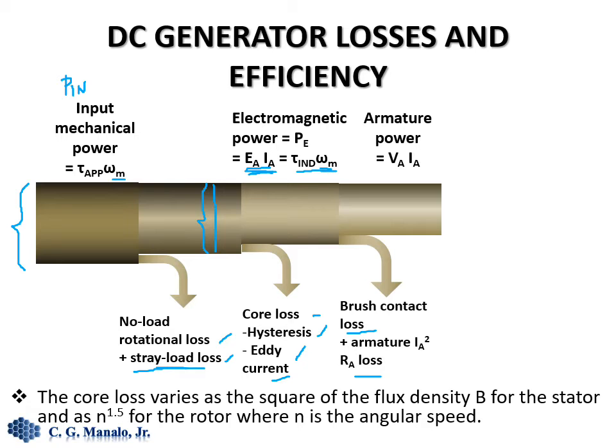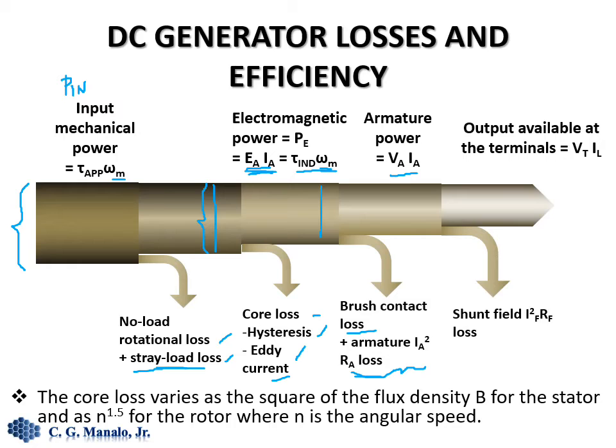So this power less this power here, we have what is called the armature power, V sub A, I sub A. And then we also have the field windings that also have resistance and therefore have copper losses, and we also take that into account. Here we've only written the shunt field.